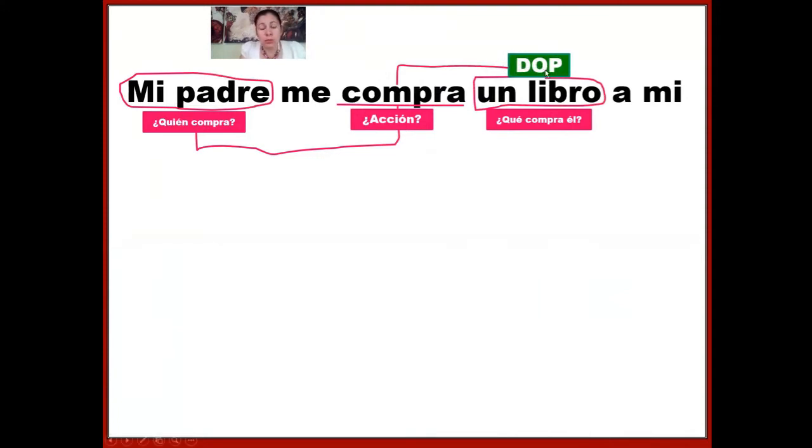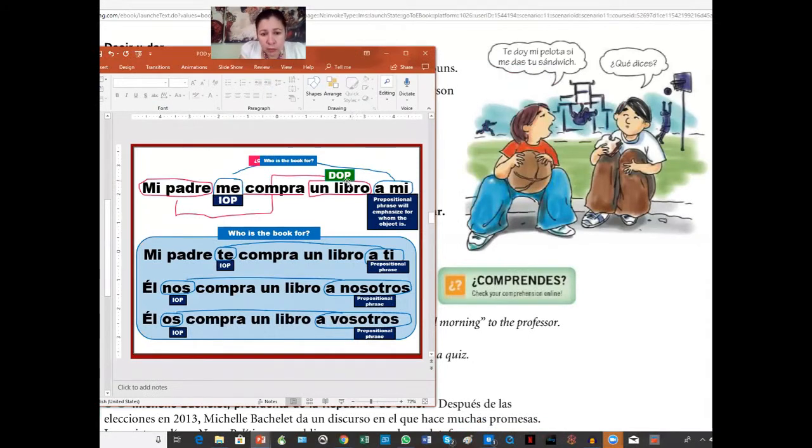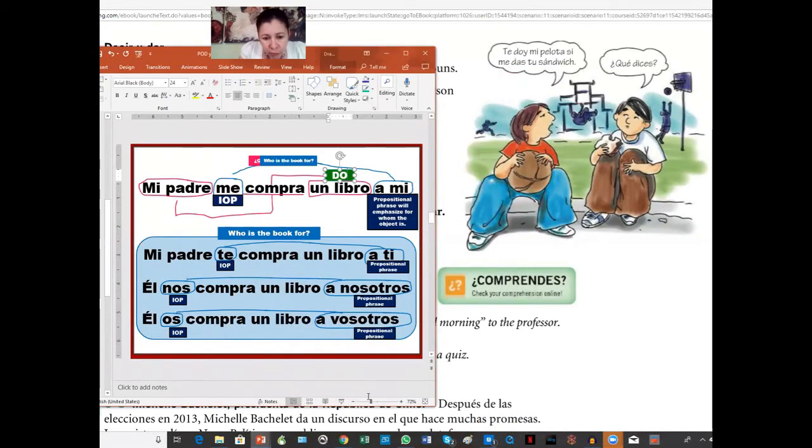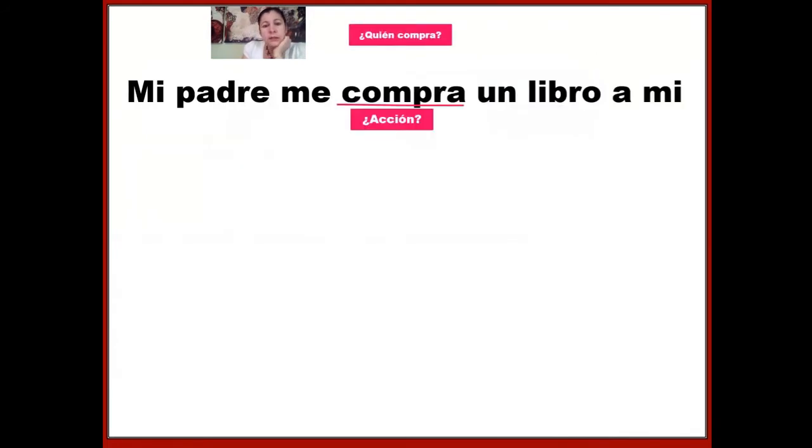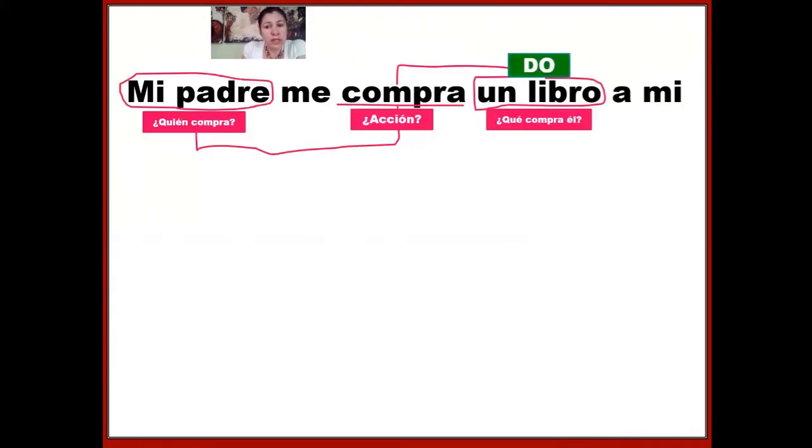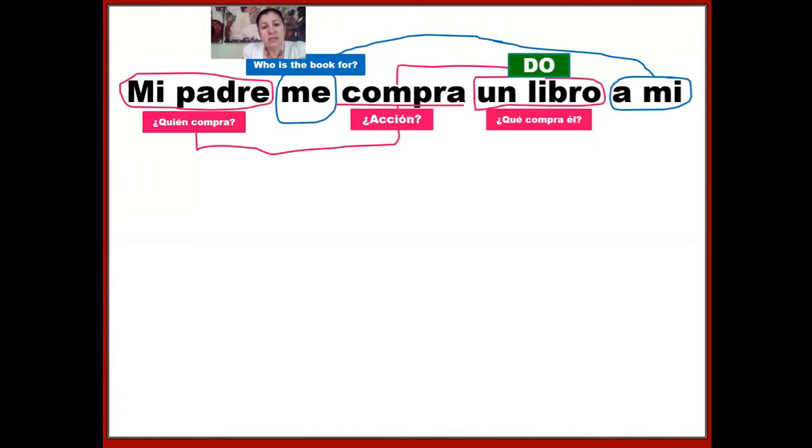That's actually not the direct object pronoun, that's the direct object, and I'm going to remove that P because it's important. Direct object. And the last question: who is that book for? It's for me. So who buys it? My father. What does he buy? The book, our direct object. And for whom is that book? It's for me.